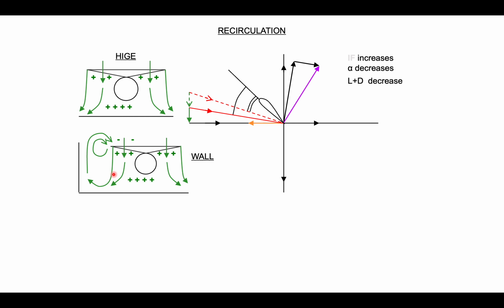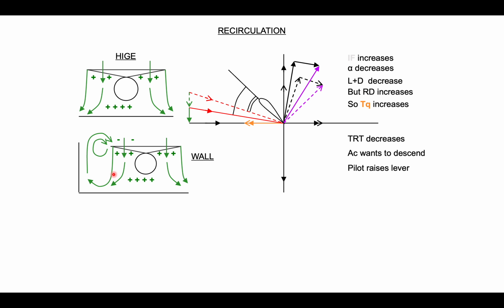So our lift and drag decrease, our rotor drag is now increased because of that. Therefore, our torque is going to increase. Our total rotor thrust has decreased. So the aircraft wants to descend. To counter that, we're going to pull in power on the collective, raise the lever, increase our torque to then balance that out and maintain that hover.